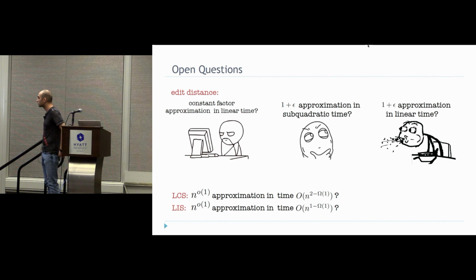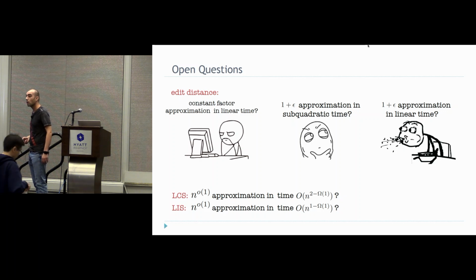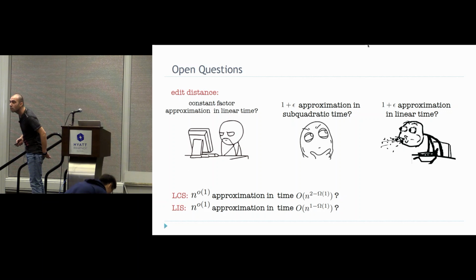Any questions? Yes? You mentioned the edit distance result of Grover's version of the other. Grover's, yes. How was the time improvement? Was it almost linear then? No, the time was truly subquadratic. It's still quadratic. Say that again? It was not almost linear, I guess? No, it was not almost linear.